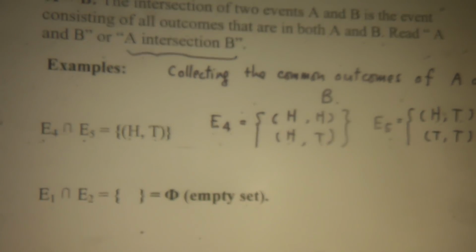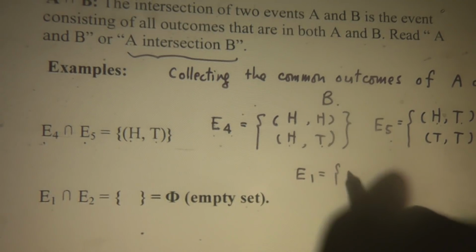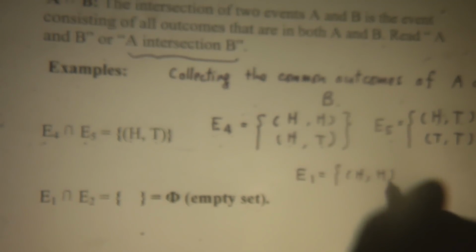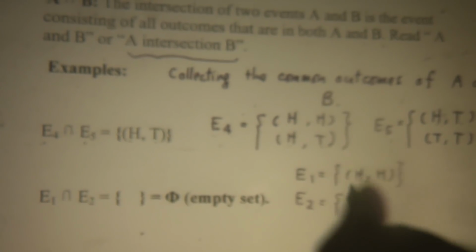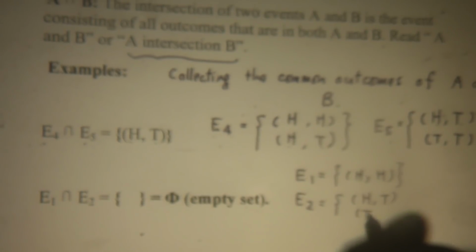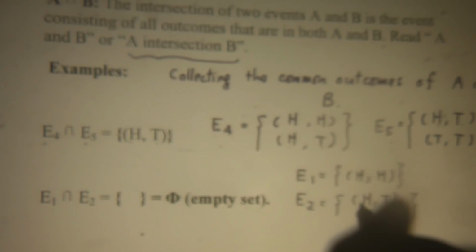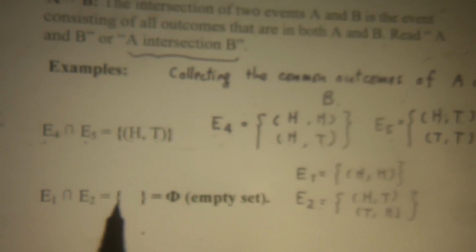Now, let's look at E1 and E2. E1 is we see two heads in a row in random experiment 1. And E2 is we see exactly one head: head-tail and tail-head. Do they share any common outcome? No. So we put a bracket but put nothing inside, or we can use a mathematical notation. This is called the empty set.